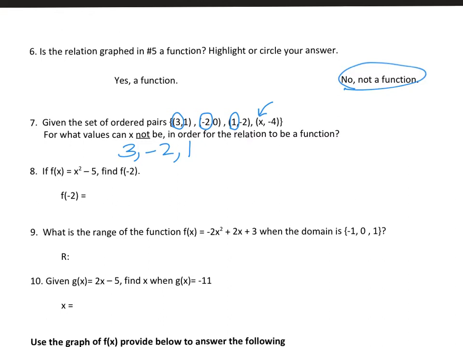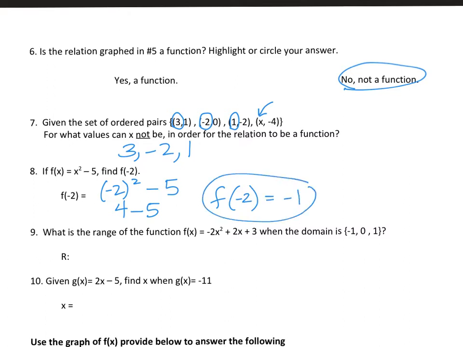All right, so next we're moving on to function notation. Number 8 asks, if f of x equals x squared minus 5, find f of -2. Okay, so we're going to plug this in and use the order of operations. We're going to plug in -2 for x. When you plug that in, you're going to get a +4. So 4 minus 5, and so that means that f of -2 is -1.